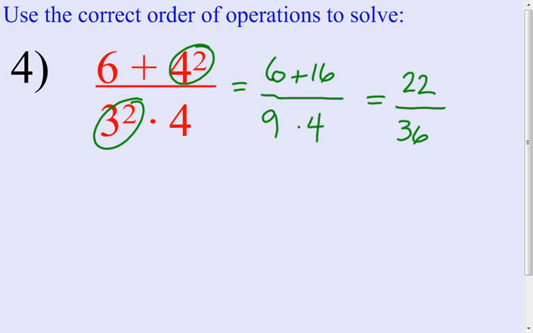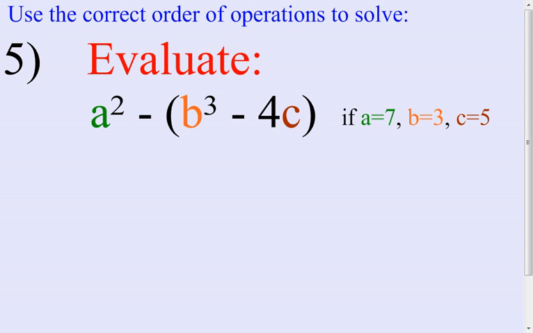And then you can think about that as reducing a fraction. So 22 and 36 are both divisible by 2. 22 divided by 2 is 11, and 36 divided by 2 we know is 18. And you can just leave it just like that. I don't need a decimal answer.